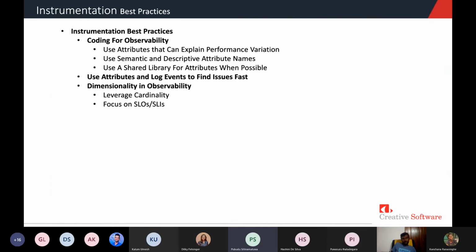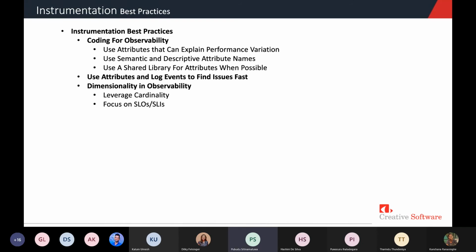They have also mentioned a set of instrumentation best practices. One key thing they have mentioned is that when we are instrumenting, we should mostly focus on an SLO, which means that we are measuring the customer's impact directly from this instrumentation. These are the set of guidelines: use attributes that can explain the performance variations, and use semantic and descriptive attribute names. This matters when a lot of teams are working together.